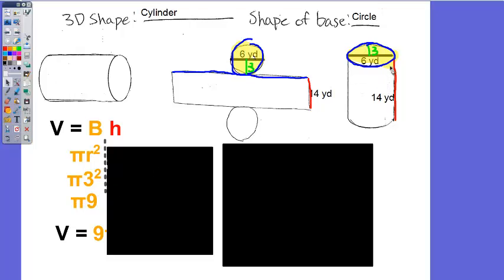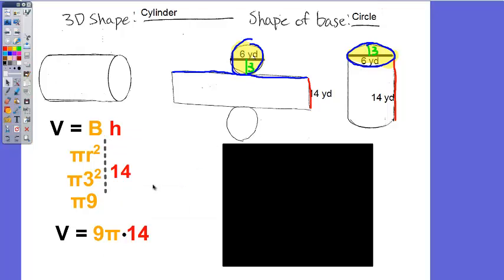My height is the distance between the bases, which is 14. So we can rewrite the entire formula as volume equals base times height. The area of my base is 9 pi, times 14.